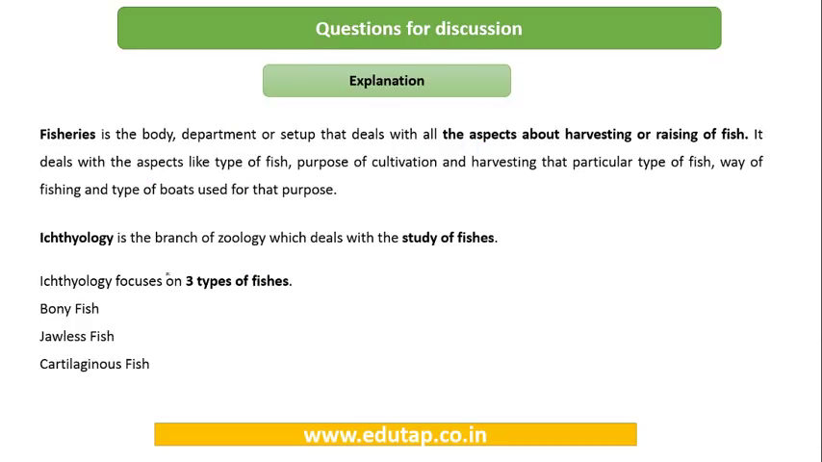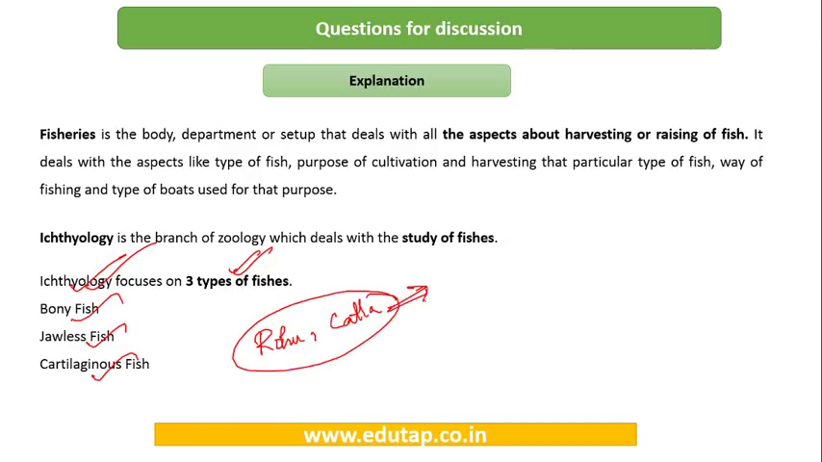The same thing here. Ichthyology focuses specifically on three types of fishes: bony fish, jawless fish, and cartilaginous fish. Quickly try to relate what we were discussing in the previous session, that the two classes Osteichthyes and Chondrichthyes are there, right? Now try and relate which is bony fish and which is cartilaginous fish. It is something like an exercise for you. One more question: we have rohu, we have katla, right? These fishes are basically what? Are they bony fishes or cartilaginous fishes? Try thinking. We have already discussed this, right?